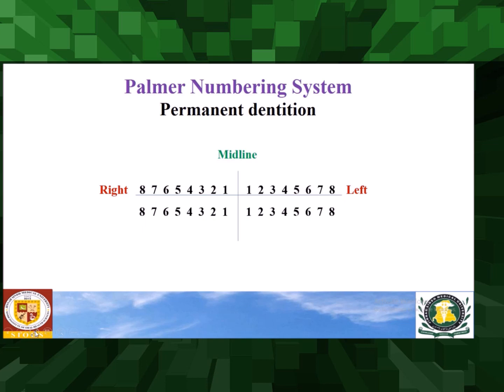So, in order to represent each quadrant, we use these symbols. This first symbol indicates the maxillary right quadrant. The second symbol indicates the maxillary left quadrant. This third symbol indicates the mandibular left quadrant, and this symbol indicates the mandibular right quadrant.